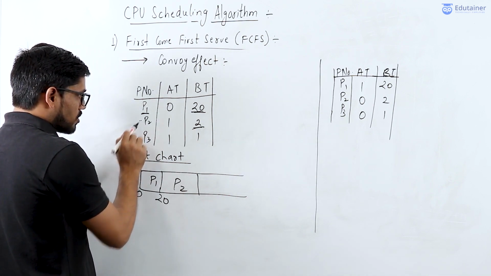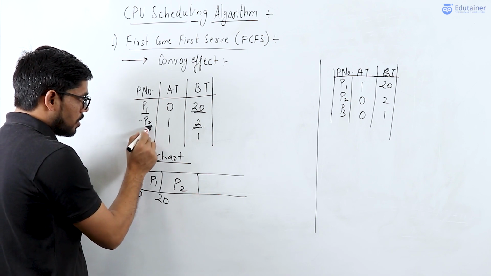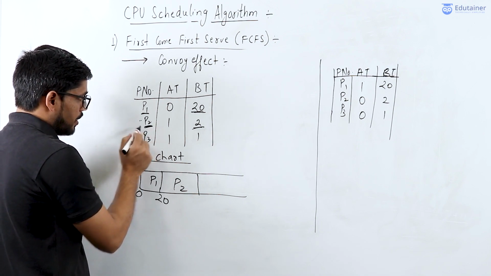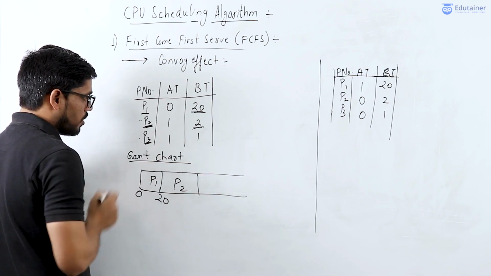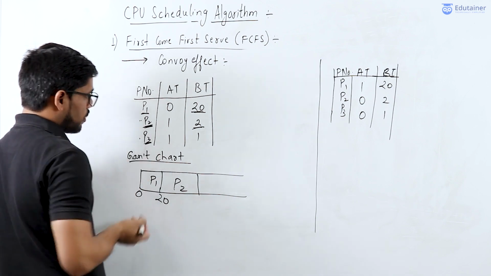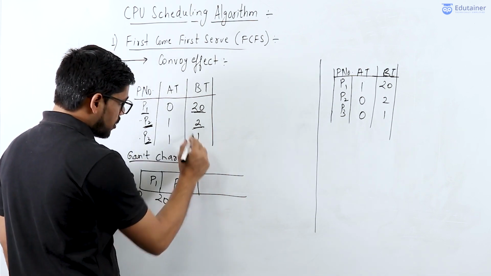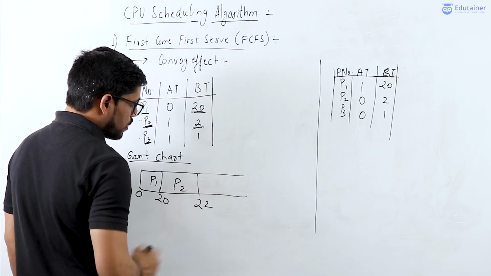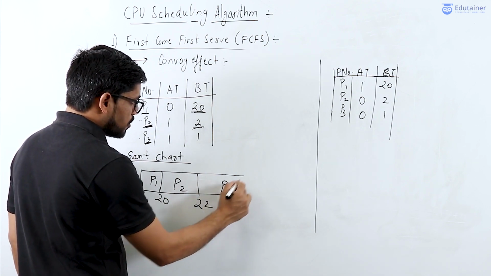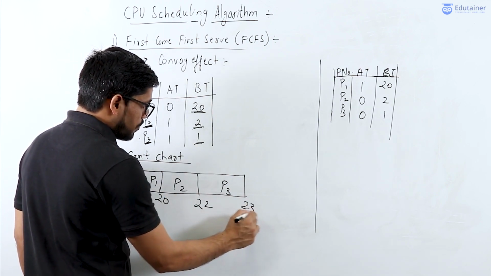Whenever two or more processes have the same arrival time, you pick the process with the lower ID. Here process P2 has the lower ID and process P3 has the higher ID, so we will pick process P2. Process P2 will require 2 units of time, so 20 plus 2 is 22. Now the last process is process P3. Process P3 requires 1 unit of time, 22 plus 1 is 23.